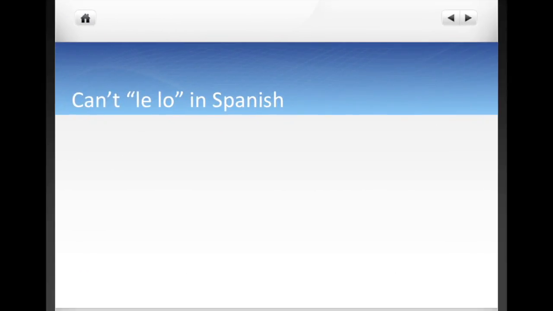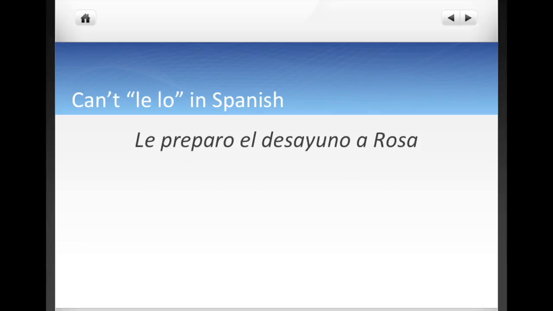Now, in Spanish, when we're working with direct object pronouns, we have to be careful of what I call the lay low case. And you can't lay low in Spanish. What do I mean by that? Let's take a look at this sentence. Le preparo el desayuno a Rosa. Well, I've got my verb, preparo, and I have an indirect object, le and a Rosa.